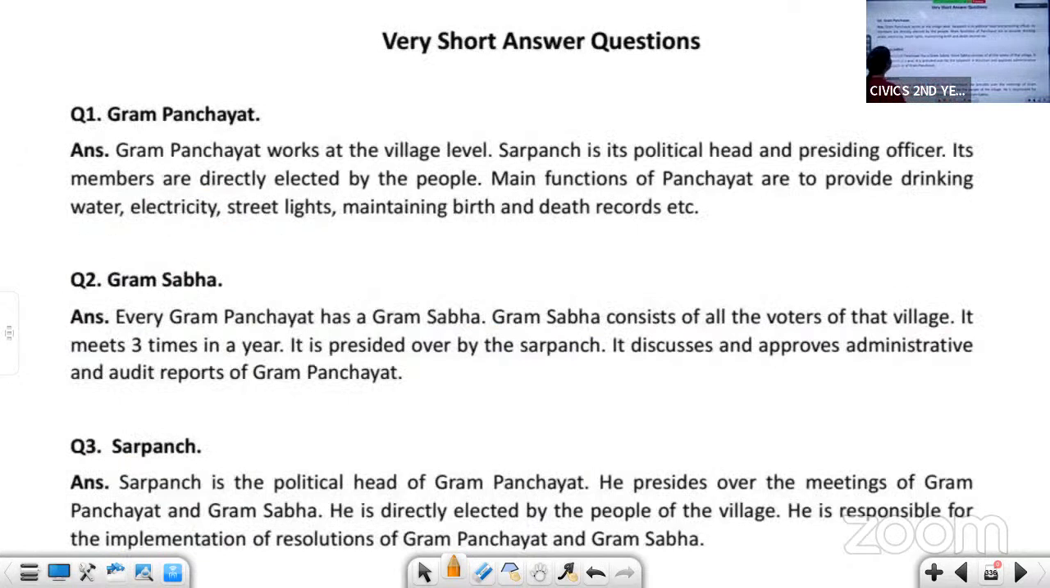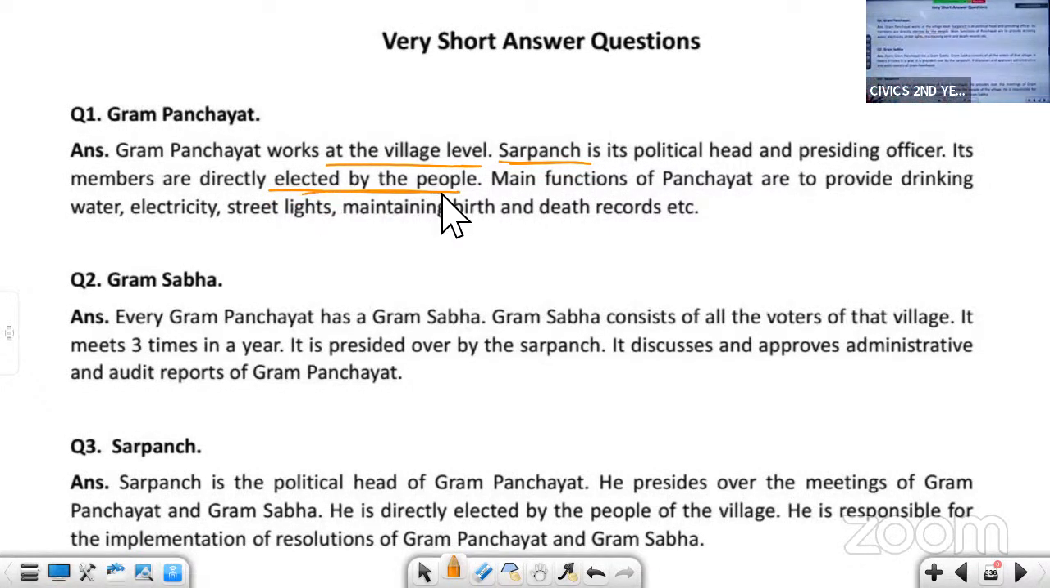Now coming to very short answers. The first one is Gram Panchayat. So what is Gram Panchayat? Gram Panchayat works at village level. Who is the head of Gram Panchayat? It is the Sarpanch. It is the Sarpanch who conducts the meetings of Gram Panchayat. And how are the members elected? The members of Gram Panchayat are directly elected by the people.